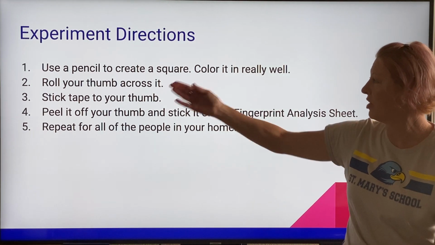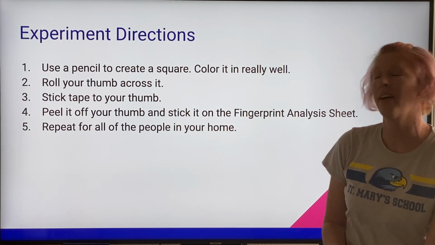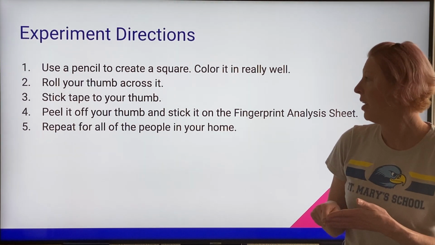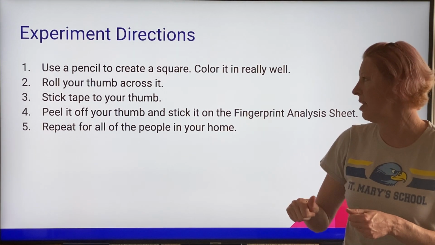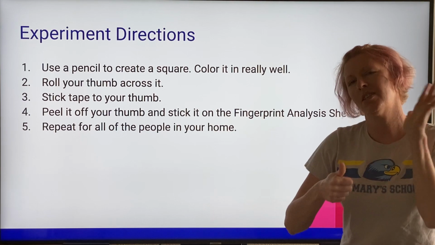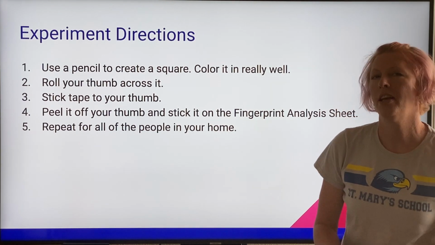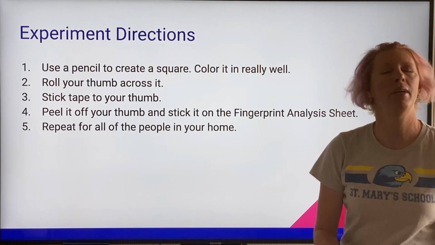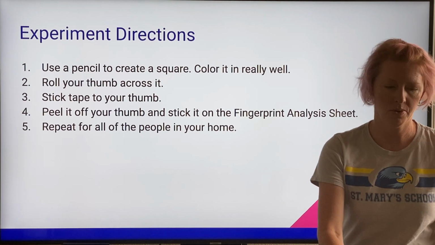So you're just going to use a pencil to create a square and color it in really good with the pencil. Then you're going to roll your thumb across it. Then you're going to stick tape to your thumb. Then you're going to stick tape to the sheet that you printed out. And then you're going to repeat that for all the people in your house.